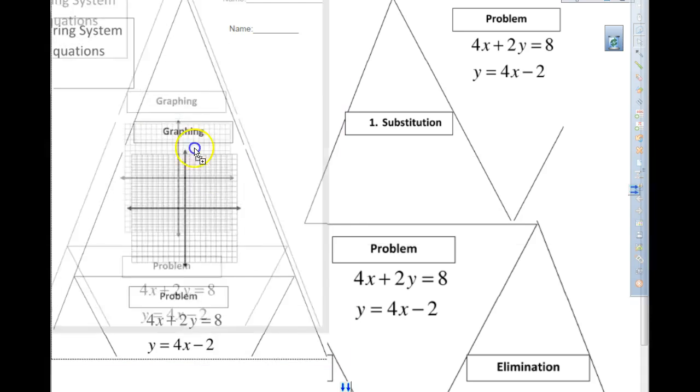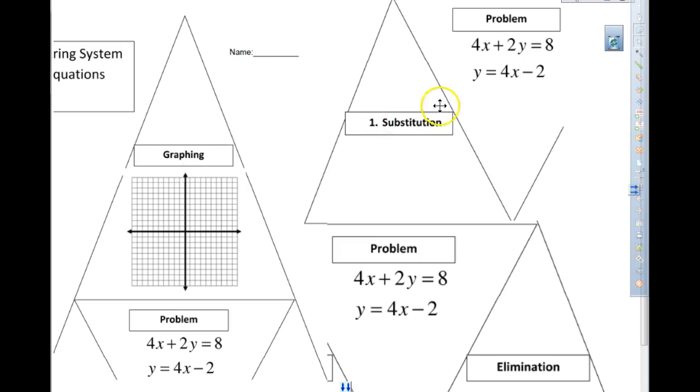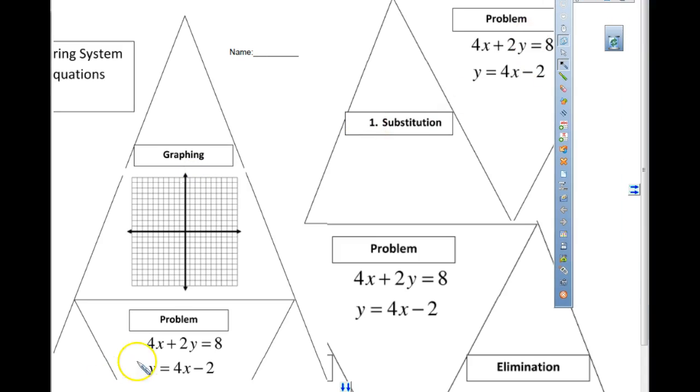So if we take a look at, let's say, the graphing here, one of them was already y equals. So we just had to go to this one right here, go to -2, and then go up 4/1, right? And you had your graph pretty quickly.